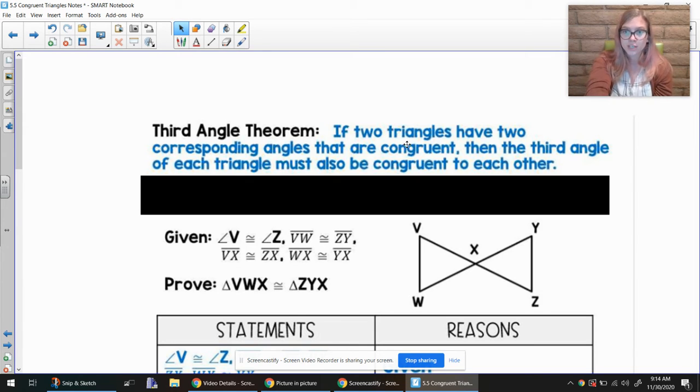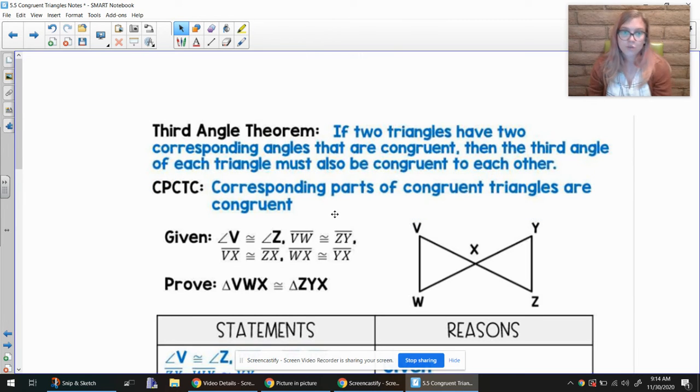So the third angle theorem says that if two triangles have corresponding angles that are congruent, then the third angle of each triangle must also be congruent. There's also this rule called CPCTC. It's really hard to say. CPCTC says that corresponding parts of congruent triangles are congruent. So if I have triangles that are congruent, their parts must also be congruent.